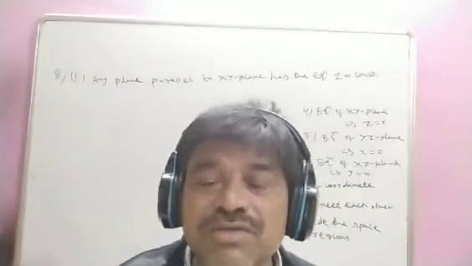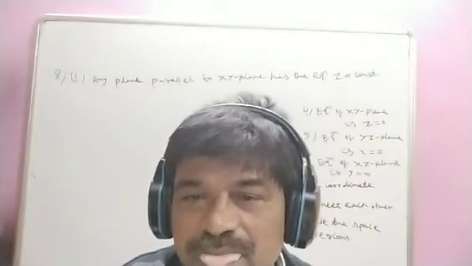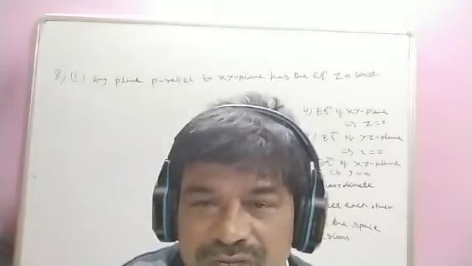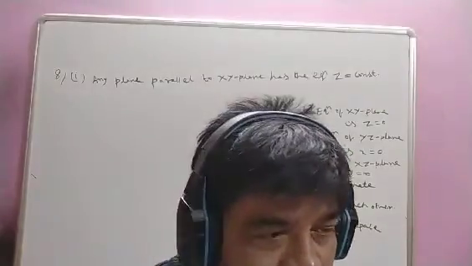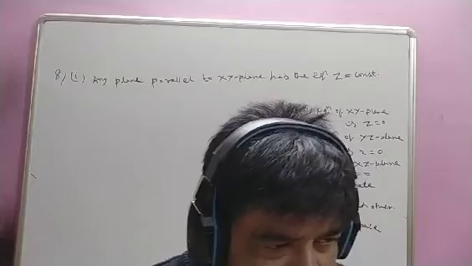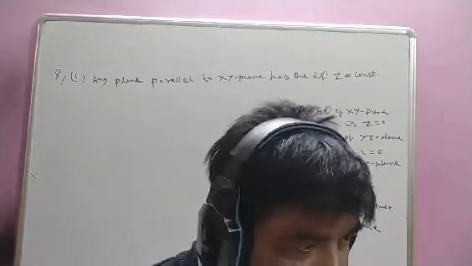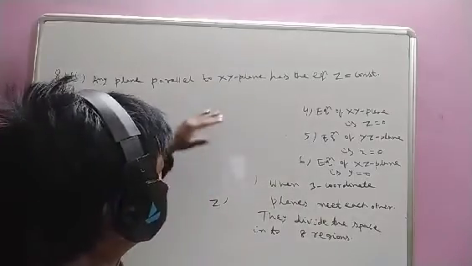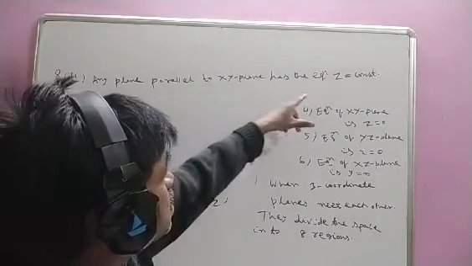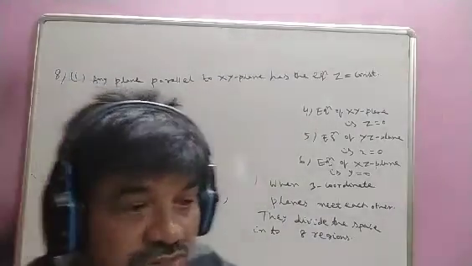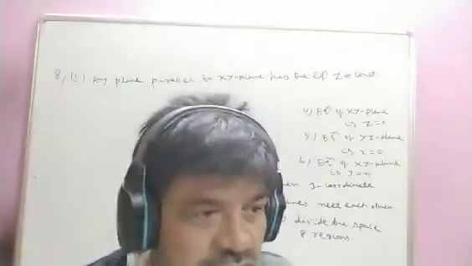You know in 2D, any line parallel to x-axis is given by what? y is equal to constant, meaning the y coordinate is constant. So if you take any point on that line, the y coordinate is always constant, the same. Okay. Similarly here, any plane parallel to xy plane has the equation z equal to constant, which means on that plane the z coordinate is always constant.